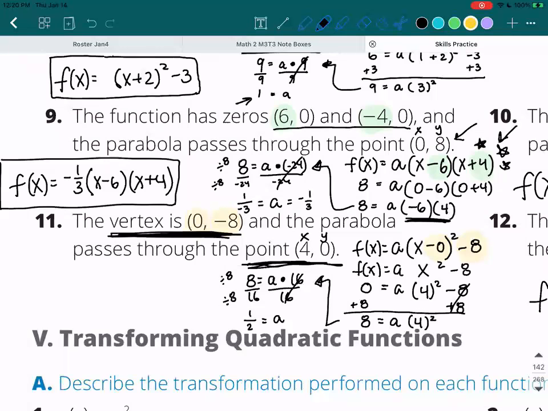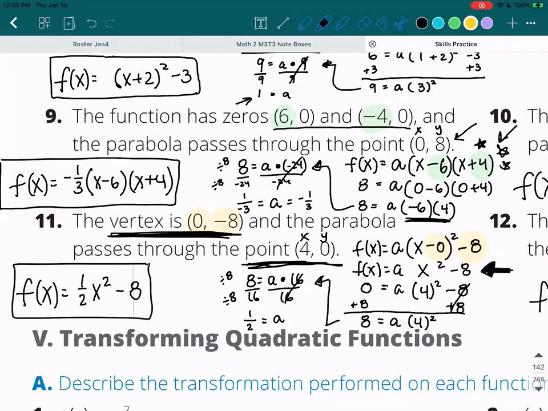All right, if there are no questions, we just need to plug in this a value to our simplified version of our equation. So that's this one that I'm pointing this arrow at over here. So I'm going to rewrite it. f of x is equal to a, we just said that was 1/2. Then we have x squared minus 8. And so here's our final answer.